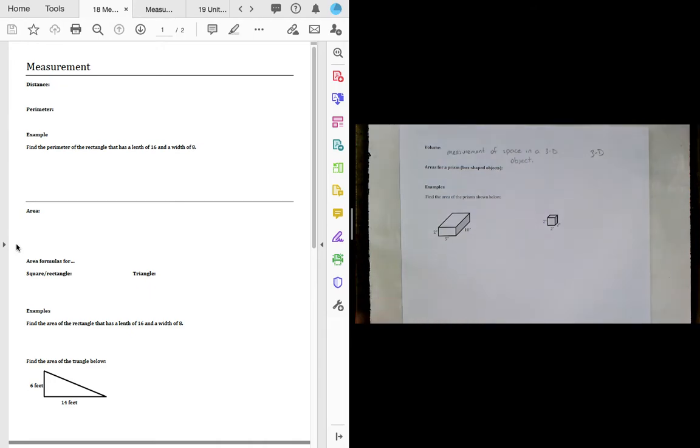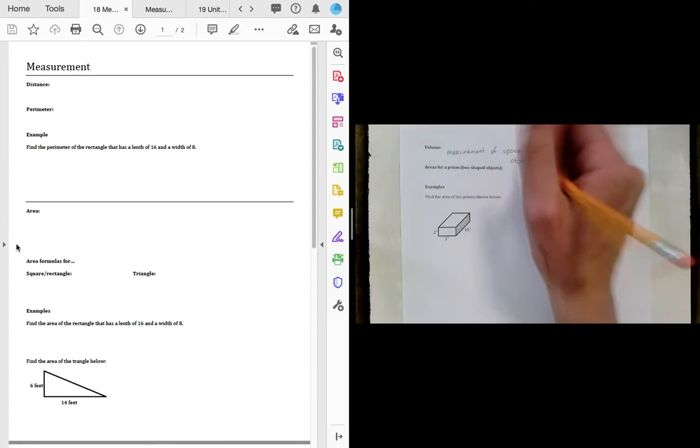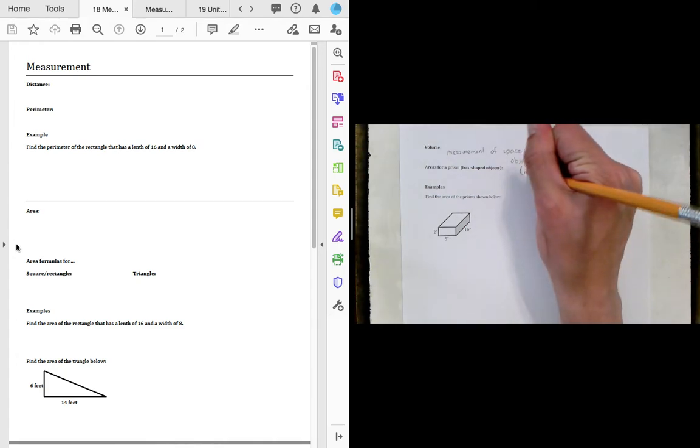So how much air is in the room that you're currently in, right? How much water is in that bottle? Things like that are all measures or metrics of volume. And so when we're doing volume, it's very similar to what we did with area. We should be multiplying all three dimensions.